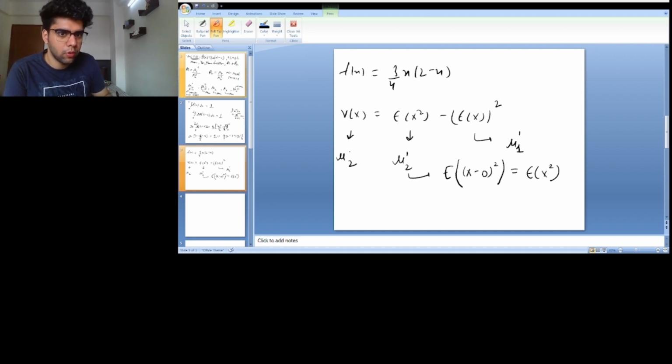That's why I'm not writing anything here, right? This is with respect to the mean. The second moment with respect to the mean is variance. So mu2 dash will be the integral of x square f(x) dx from 0 to 2. Let me just find this first. Can I do some of the steps here? So 3 by 4 I can take out. 3 by 4.